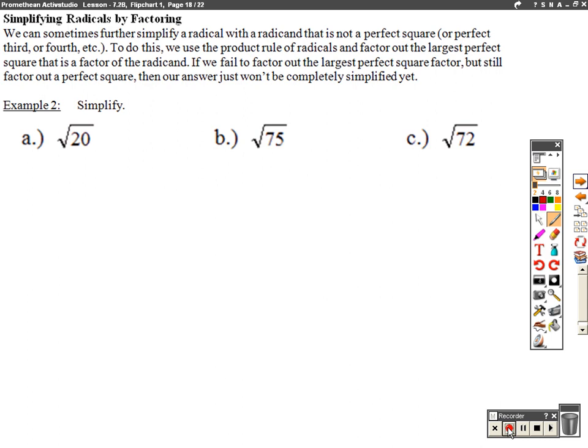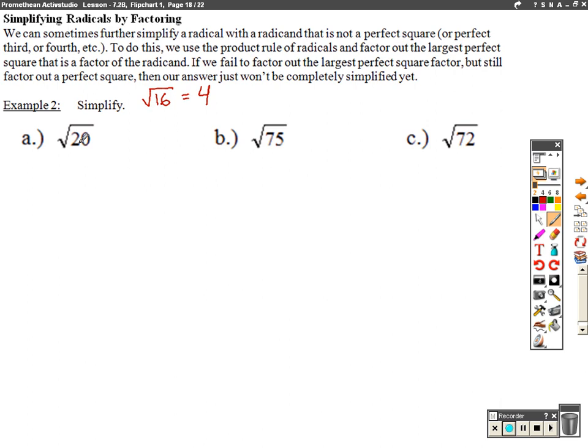Okay, this is our main objective for the lesson, where we are simplifying radicals that aren't a perfect square. For instance, the square root of 16 we know is 4. We did that last section. Very easy by now. However, the square root of 20, even though 20 is not a perfect square, this radical can be simplified further. Sometimes they can be.